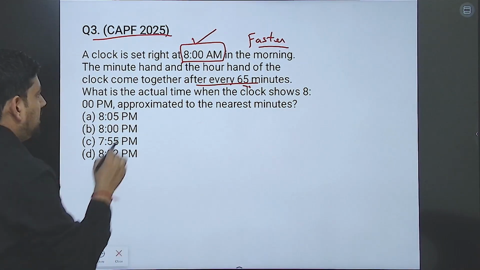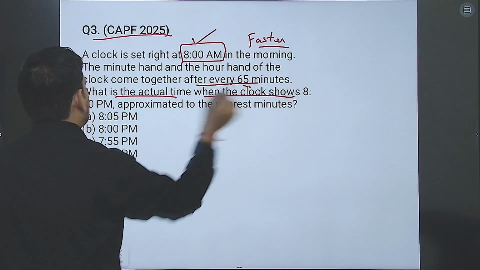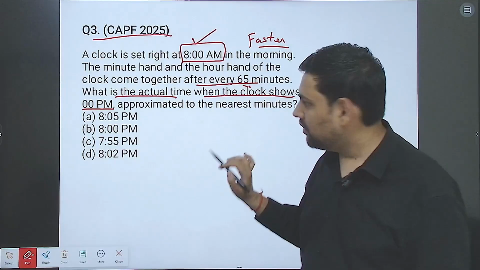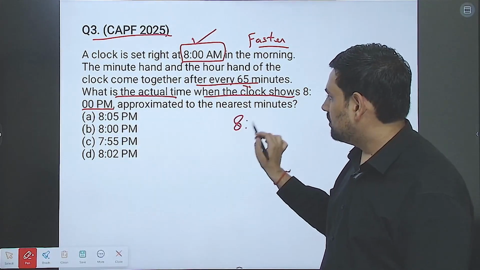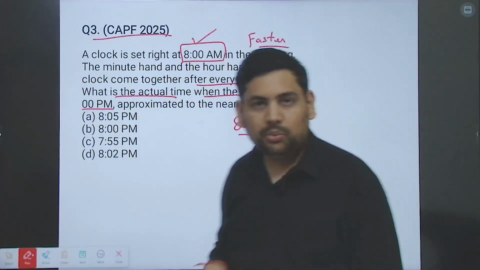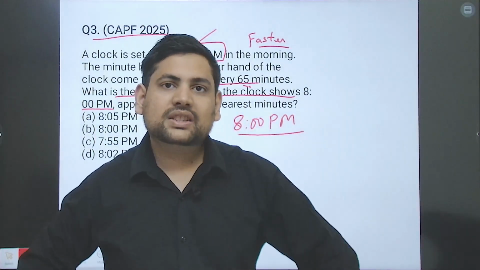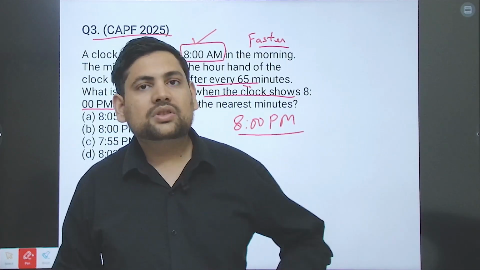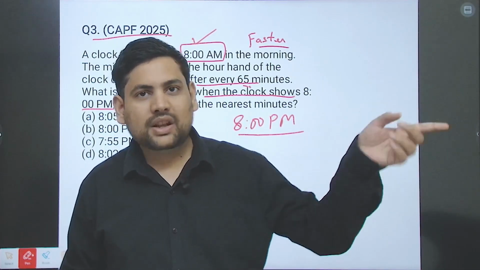So this is actually faster. Then what is the actual time when the clock shows 8 p.m.? So the clock is showing 8 p.m. Now see how you could have done this orally. So the clock is showing what? The clock says it is 8 o'clock. But the clock is faster than the original time. The clock is fast. Correct. What you usually say, that this clock is faster.